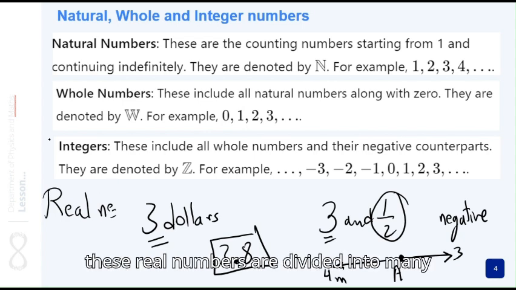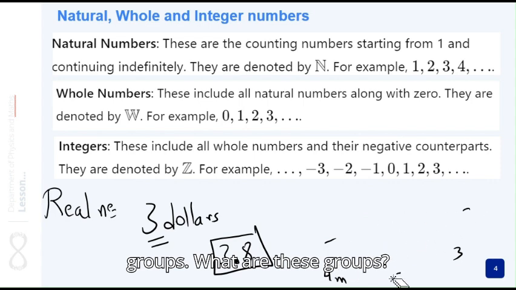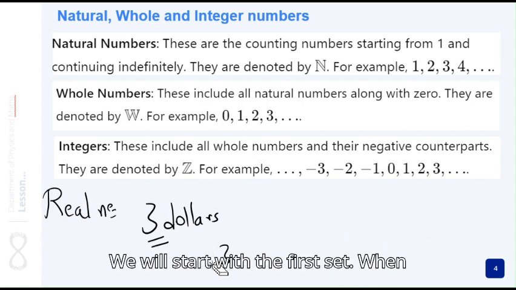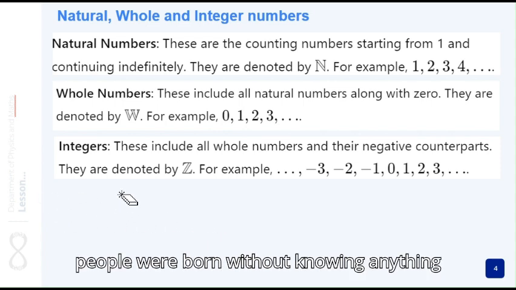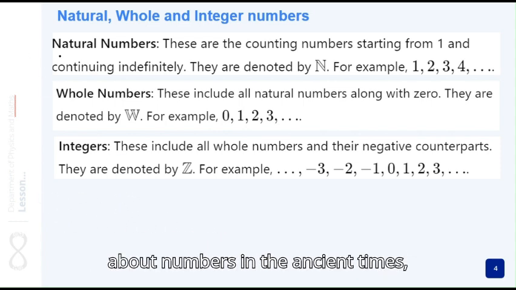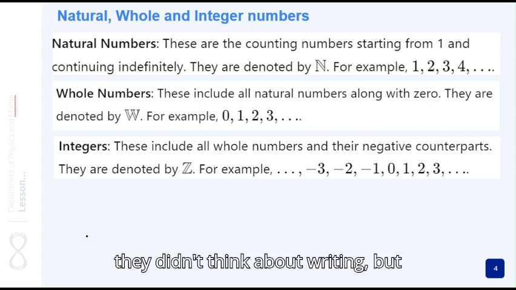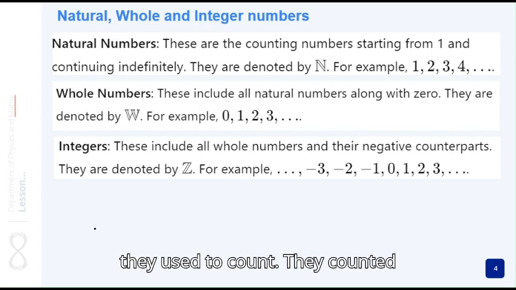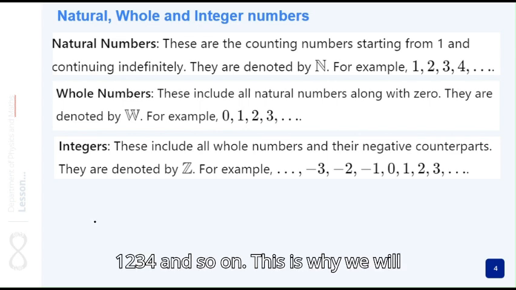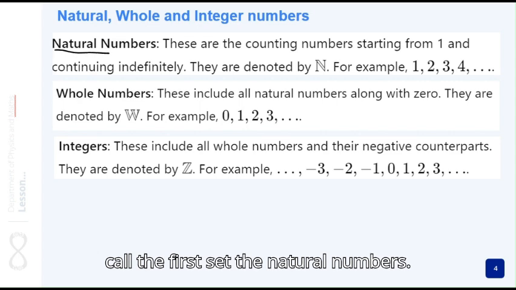Now, these real numbers are divided into many groups. What are these groups? We will start with the first set, from when people were born without knowing anything about numbers in the ancient times. They didn't think about writing, but they used to count. They counted 1, 2, 3, 4, and so on. This is why we call the first set the natural numbers.